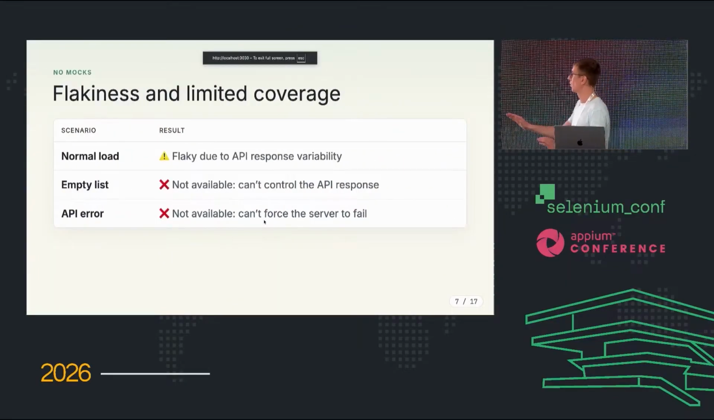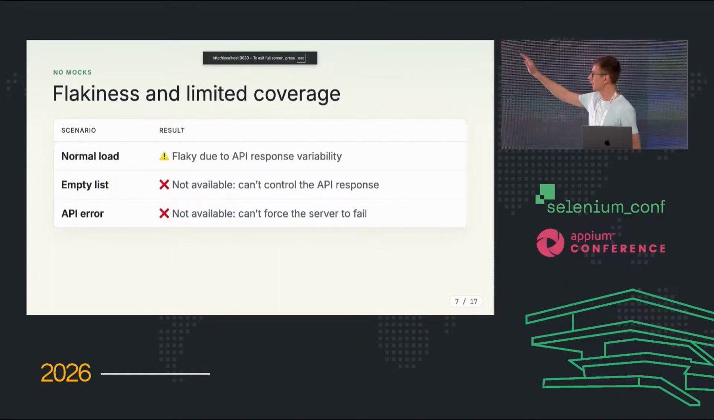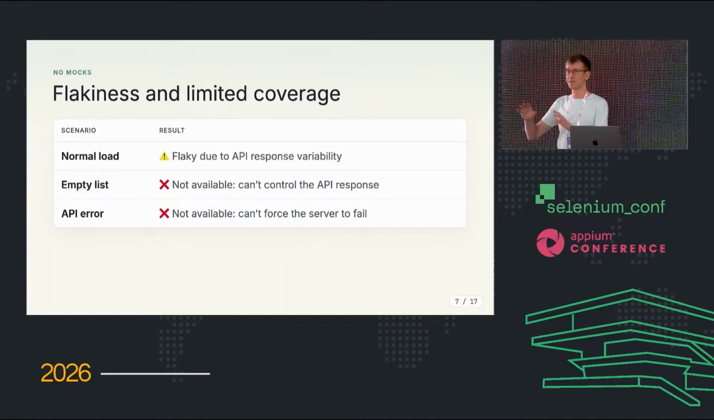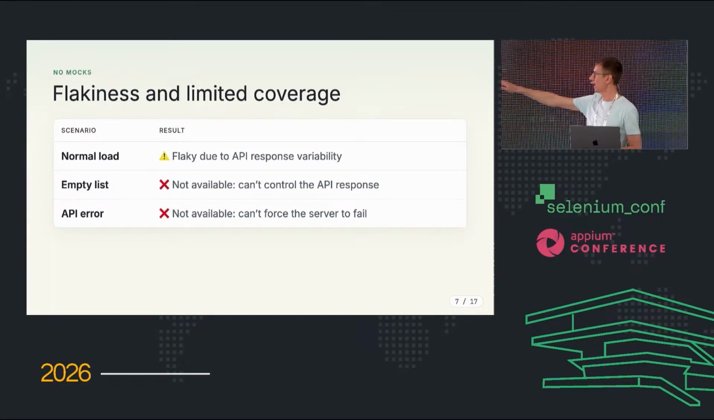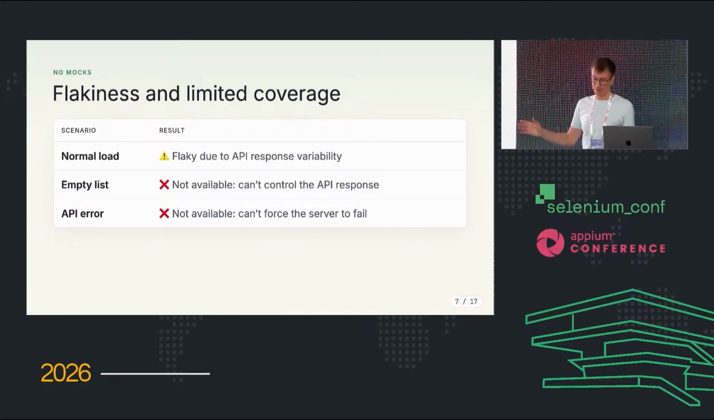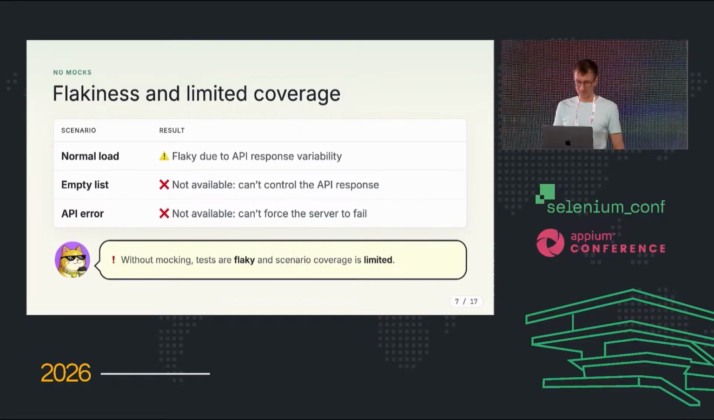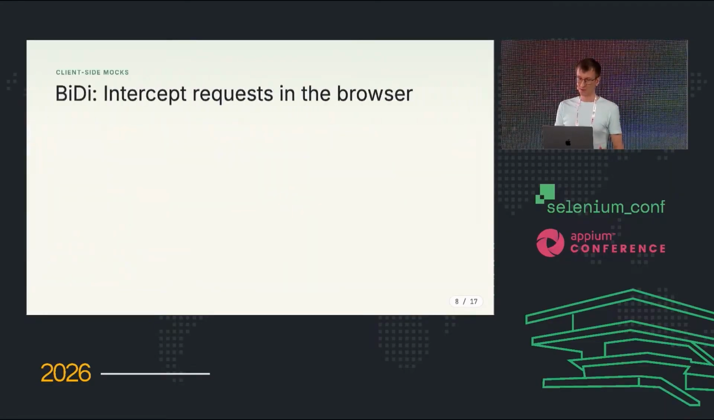So let's quickly summarize. The main normal load test is flaky because it depends on the API. It highly relies on the API, and the empty list scenario and error scenario are not covered. Okay, so let's try to fix it.